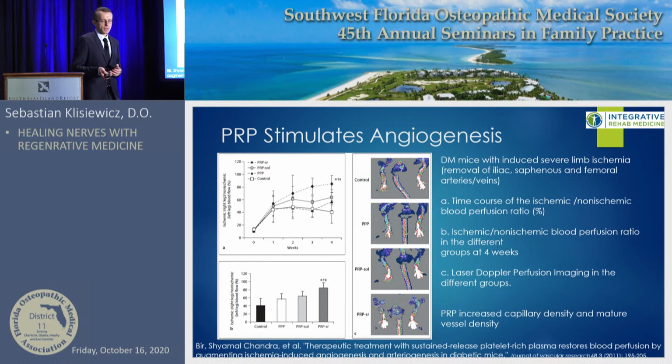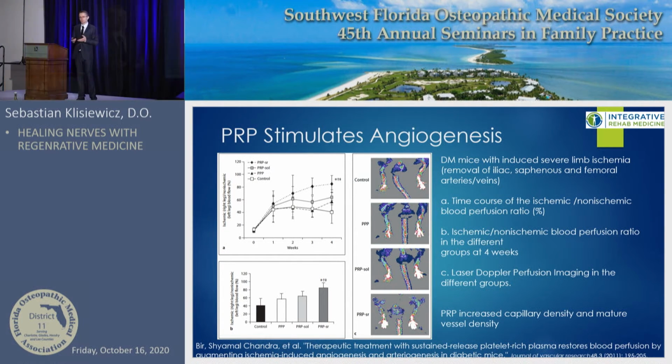In this nice rat study, they took diabetic mice and induced a severe limb ischemia by removing their iliac, saphenous, and femoral arteries. Ouch. Doesn't sound like fun. I'm sorry about these little rats, but it helped us understand. So they removed these arteries, and then they wanted to see, in 4 weeks, what happens. Do these blood vessels grow back, and how fast do they grow back, and what can we do to stimulate them to grow back?